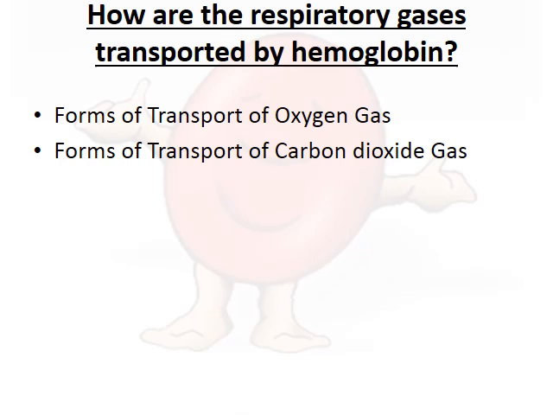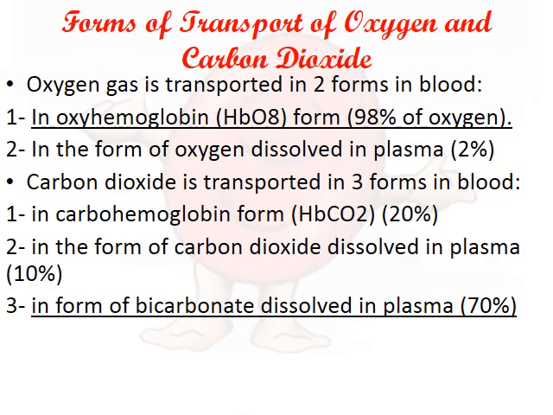By hemoglobin. We have forms of transport of oxygen and forms of transport of carbon dioxide gases. Oxygen is transported in two main forms. First one, which is the highest percentage, 98% of oxygen, is transported in the form of oxyhemoglobin, HbO8. Two, in the form of oxygen dissolved in plasma, and this represents only 2%. So we have oxyhemoglobin and oxygen dissolved in plasma.